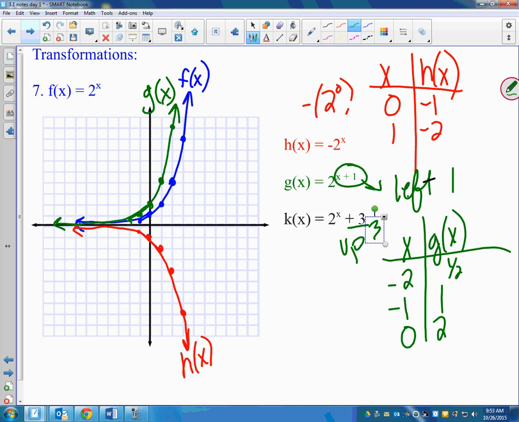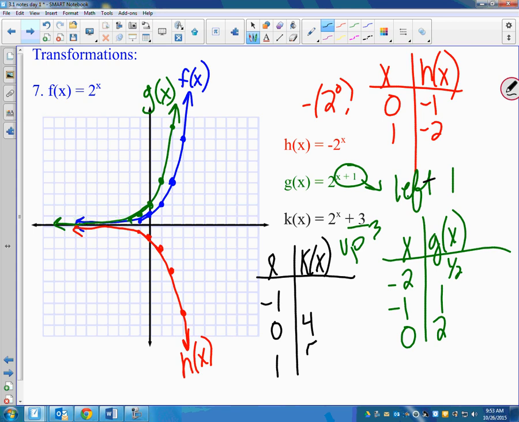So if you made a chart here, and you picked your points, 2 to the 0 is 1, but then we're adding 3 to that. So now we're up to 4. 2 to the 1 is 2 plus 3, so that goes up to 5. And when I plug -1 in, I still get a 1/2 plus 3, which means 3.5.